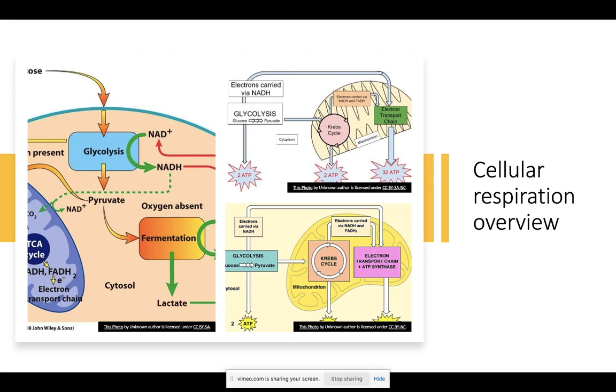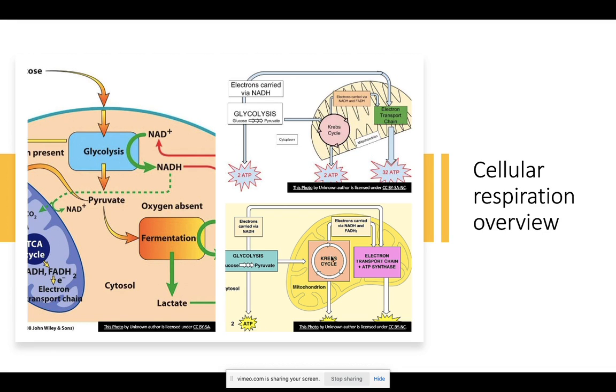So if I were to ask you a question, which of the following reactions occurs within the cytoplasm? Glycolysis, the citric acid cycle, the electron transport chain, or the preparatory reaction? Which one would you tell me? That's right, glycolysis. Glycolysis takes place inside the cytoplasm. And the other 3 take place inside the mitochondria.